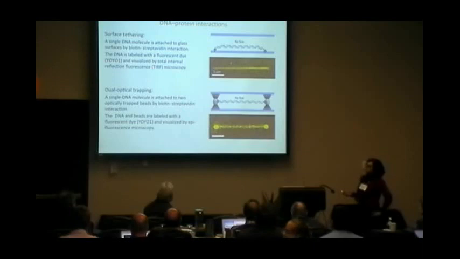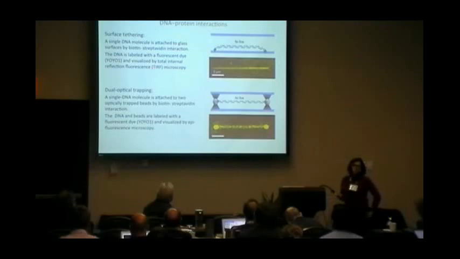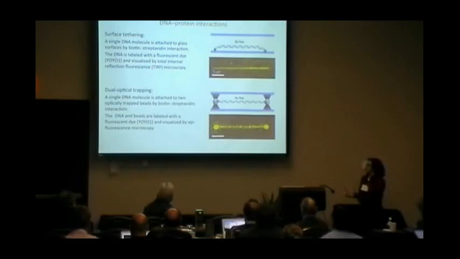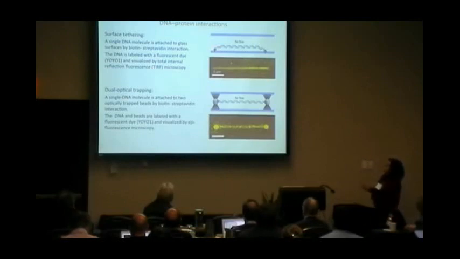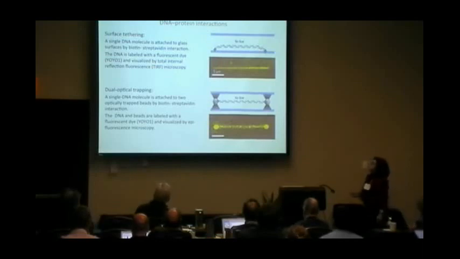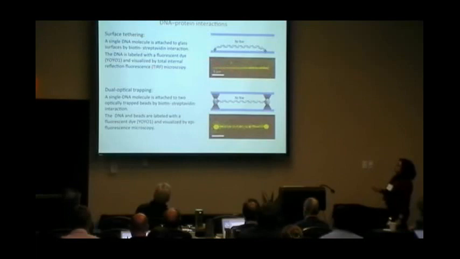For single molecule studies of DNA-protein interaction, you need to immobilize the DNA first and then look at the interaction with different proteins of interest. The first method is to attach the DNA to a glass surface using the biotin and streptavidin interaction, which is a very strong protein-protein interaction. You attach both ends of the DNA, and then you can use TIRF microscopy, which basically only illuminates whatever is closest to the surface. And you can label the DNA with fluorescent dyes and visualize it.